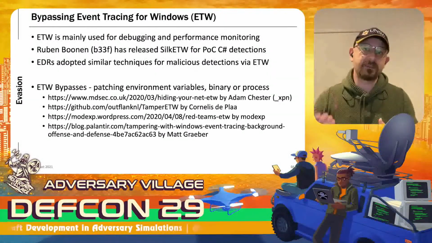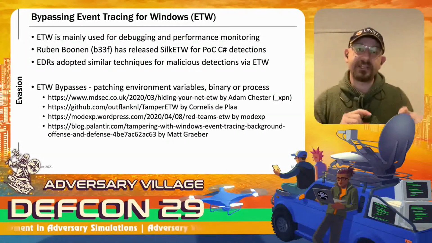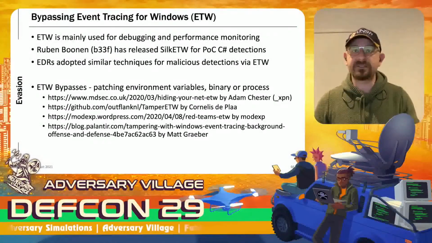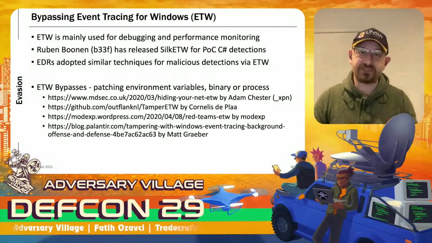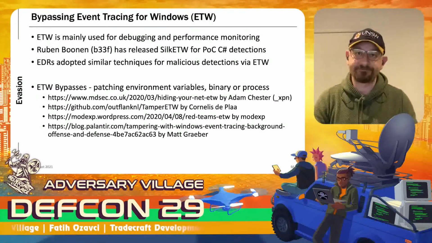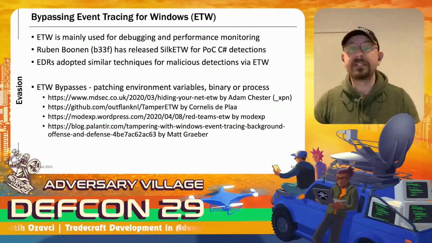For example, some of the tools check the name of the tool we use, like Seatbelt or GhostPack tools. They are identified very fast because of their names. So you need to obfuscate them. That we will discuss shortly.